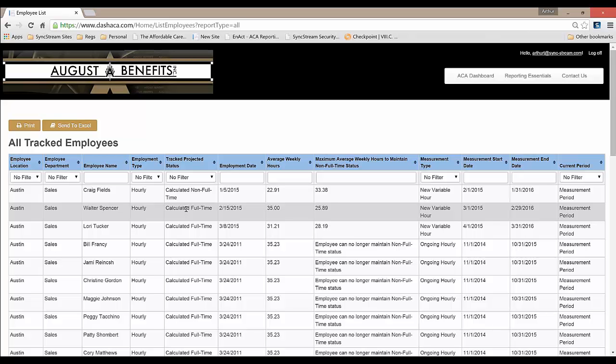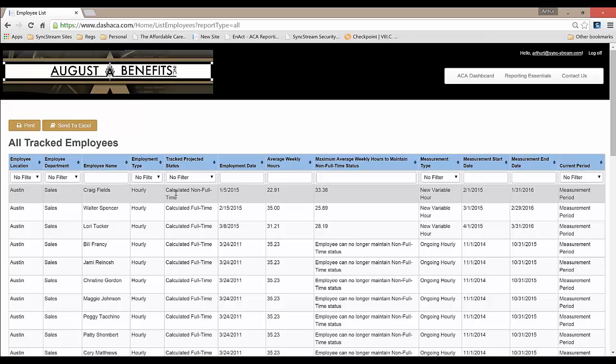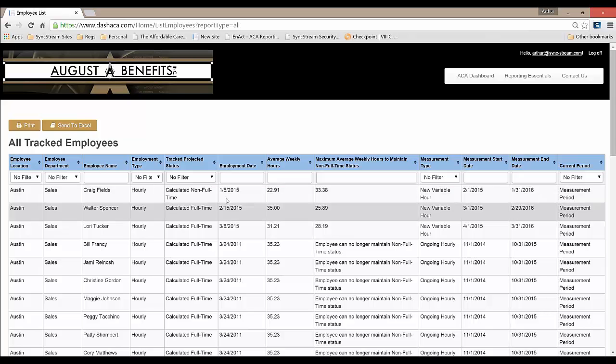So as data feeds in, the calculations are updated, and it keeps track of where these employees are in their tracking, admin, and stability periods for the employer, and also feeds that into the IRS reporting part of the system. So this is filtered just like any other report. You could find anyone who is, let's say, projected to be full-time, for example. You can see when the next measurement period is set to end.